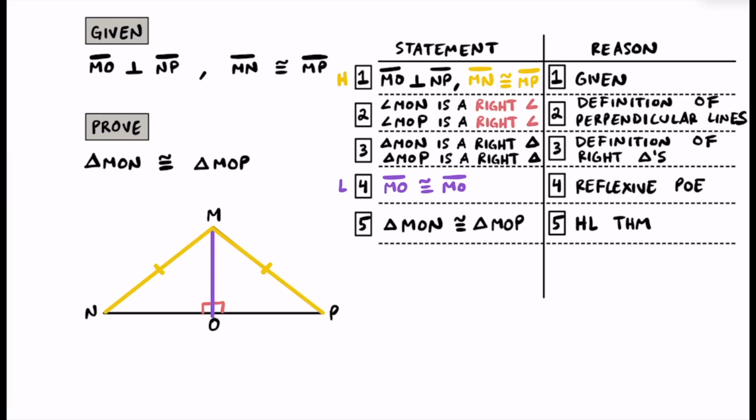And so in the future, if you're dealing with another proof and you can see that you have right triangles, you might want to consider seeing if you can find out that the hypotenuses are indeed congruent as well as one of the legs, and you could go ahead and use that HL theorem to prove the triangles are congruent.